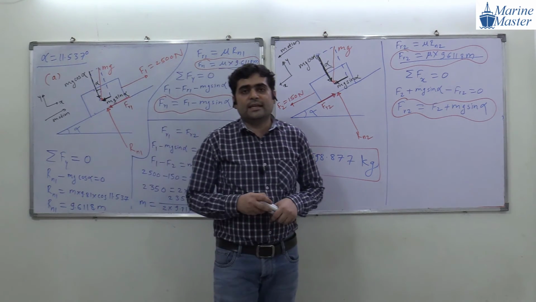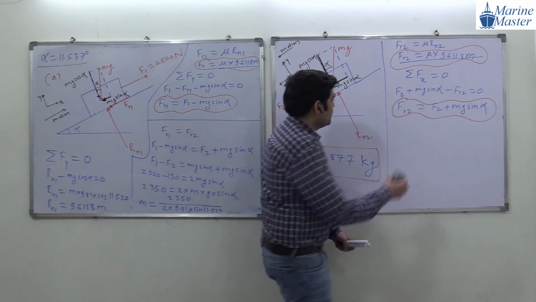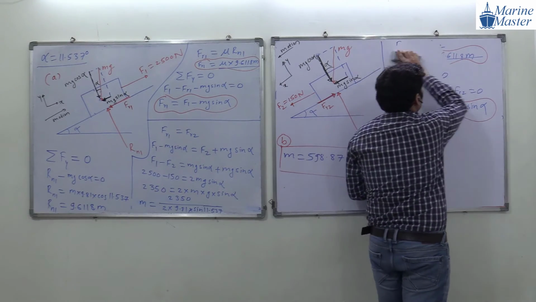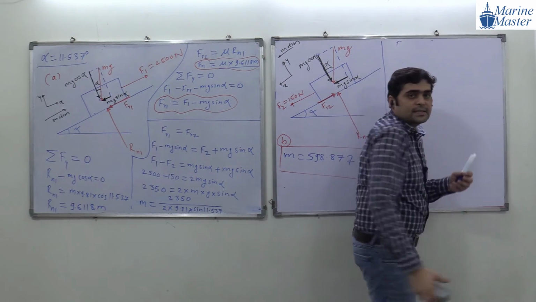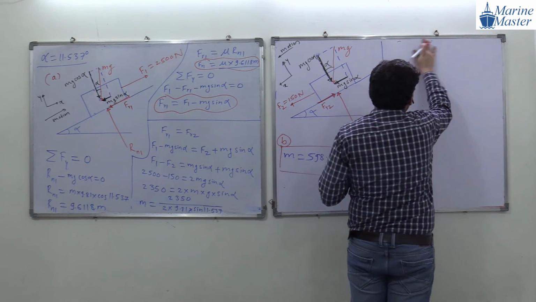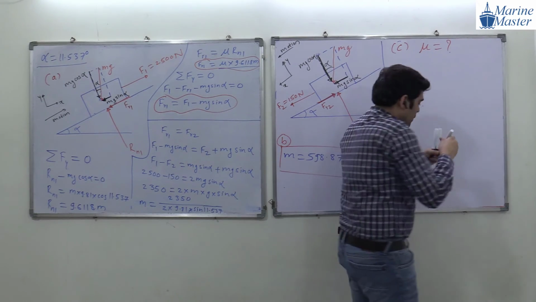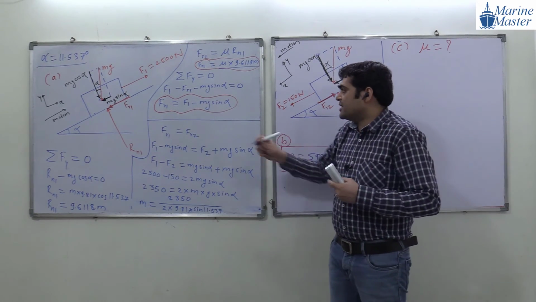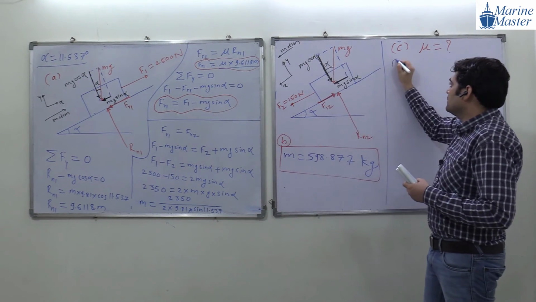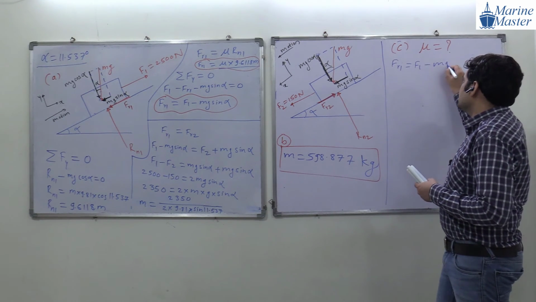Guys, what are they asking us in C part? Try to see the scenario. Coefficient of friction. And how to find out the coefficient of friction? See the scenario. Okay, mu they are asking us. Now here what do we have? We have the expression FR1 is equal to F1 minus mg sin alpha.